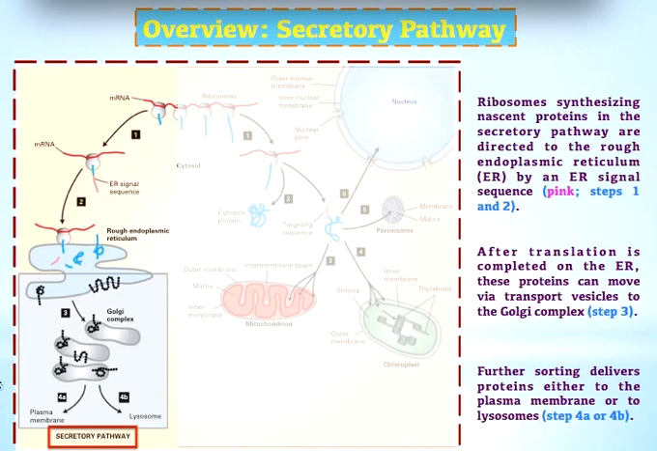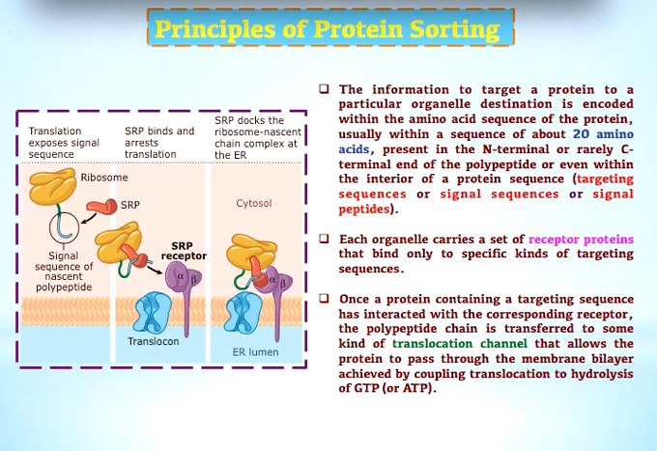So for the secretory pathway, they use a different sequence called a signal sequence, which makes these proteins go into organelles like Golgi or even lysosome. In order to now understand the principles of protein sorting, we will take the example of a polypeptide which is destined to reach the lumen of the endoplasmic reticulum.